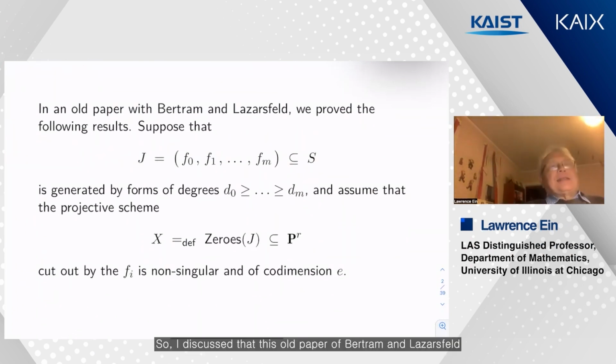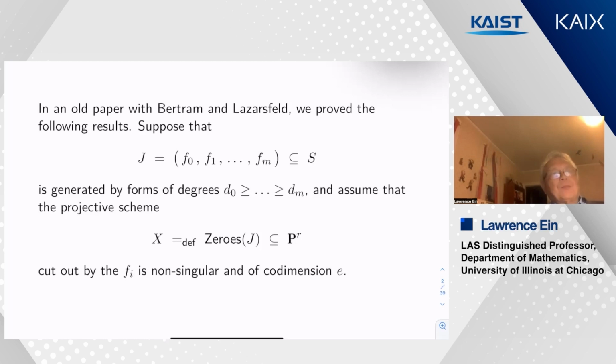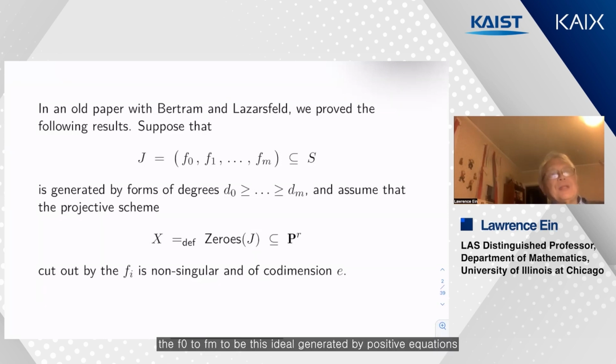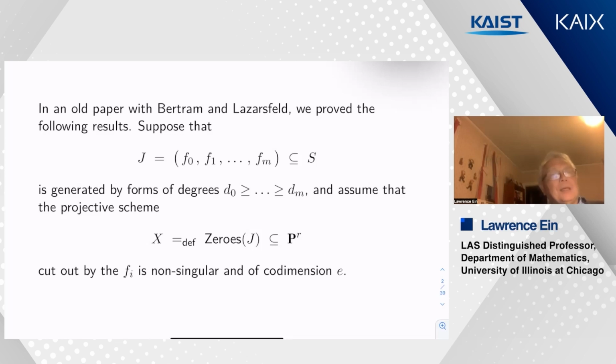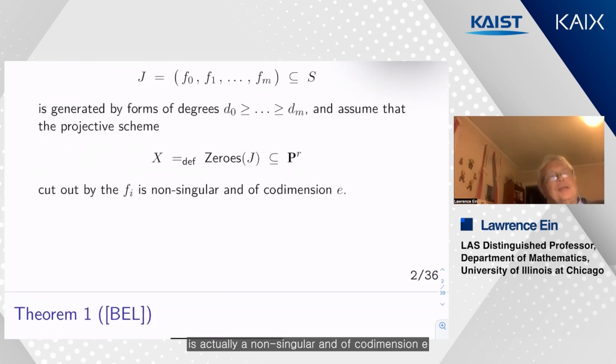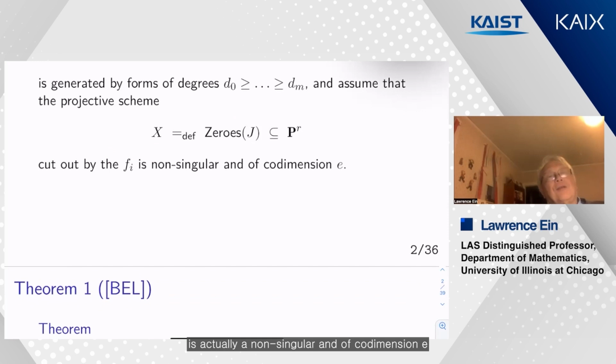So I discussed this old paper with Bertram and Eisenbud. We proved the following thing. Let J be the ideal generated by f0 to fm, polynomials that satisfy some inequality on the degree, d0 bigger than d1, bigger than dm, and assuming that the projective scheme defined by this J is actually a non-singular variety of codimension r.